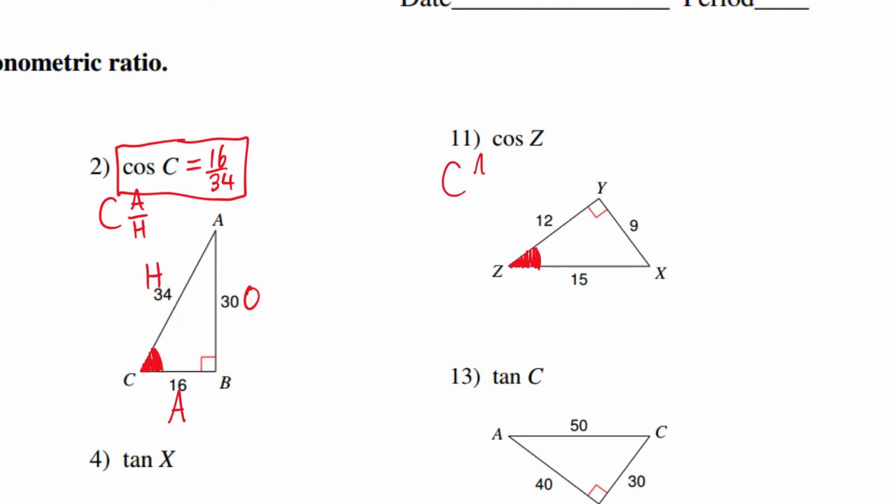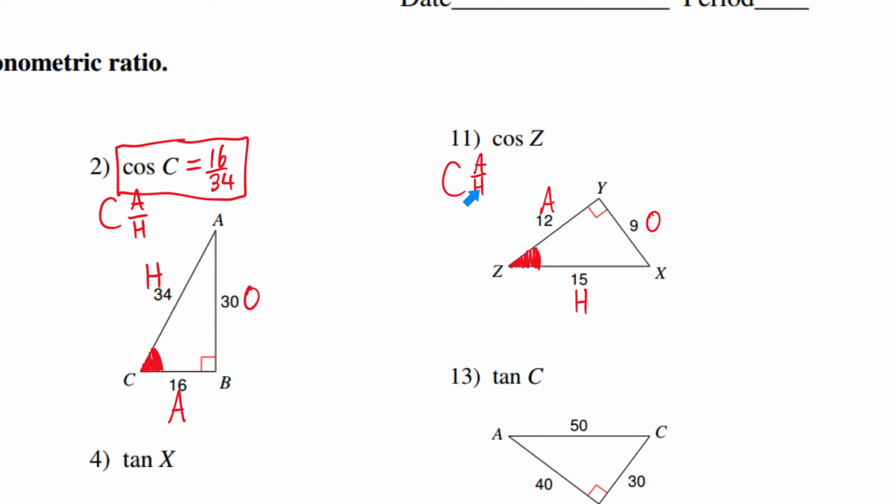Cosine is CAH. Let's label this. Which one is the H? 15. Which one is the A? The 12. And the O is the 9. Now again, let me just say this real quick. This is the hypotenuse because it's the longest side, and also the arrow is pointing towards it. This side is the adjacent because it's the side that's touching the angle Z here. And this is the opposite because it's the side that does not touch angle Z.